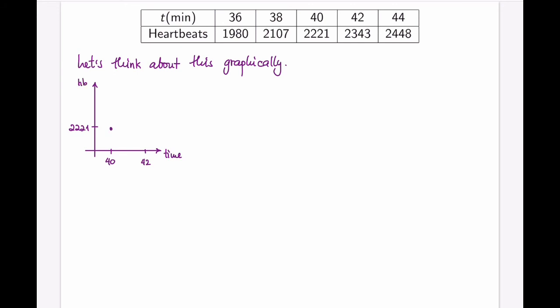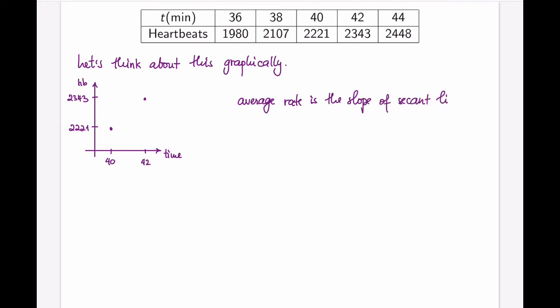And so I have a point here. And at 42 minutes, I am at the point of 2343 heartbeats. So this point right here. The average will correspond to the slope of the line containing the 2 points. So what I can do is find the slope of this line, and that's fairly straightforward, right? So let's write this down though, because this is a very important observation. Average rate is the slope of secant line.